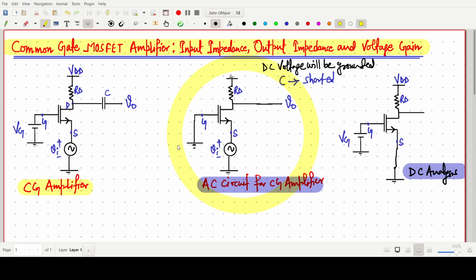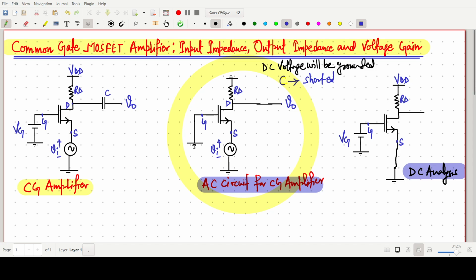So first we have to think about why this is our common gate. It is common gate because the gate is common for the input voltage. Basically, input is applied across the source and gate is common, and output is across the drain. Gate is common for input and output. So this one is our common gate configuration. We are applying input across the source and gate terminal, and we are taking output across the drain and gate terminal.